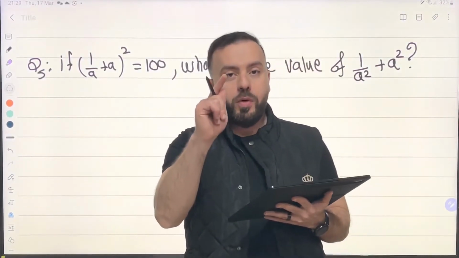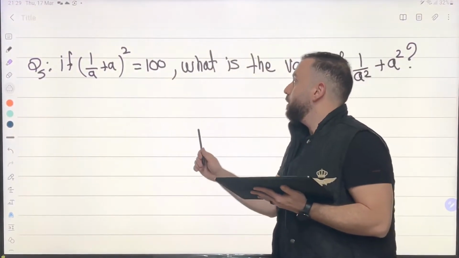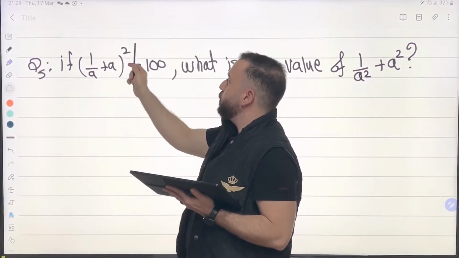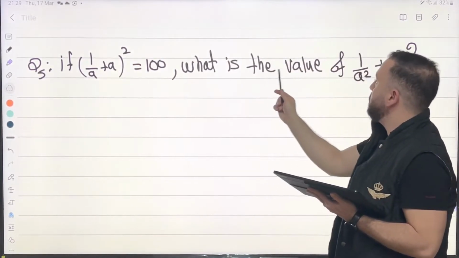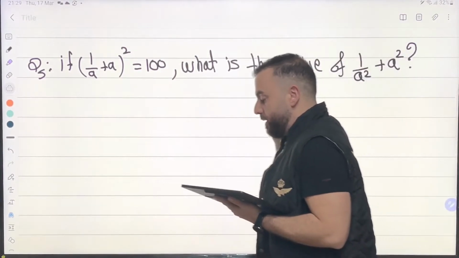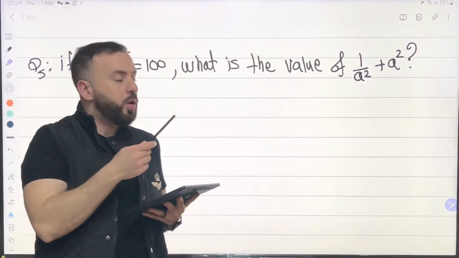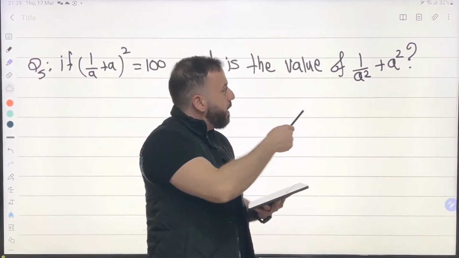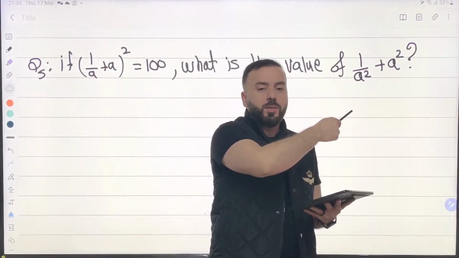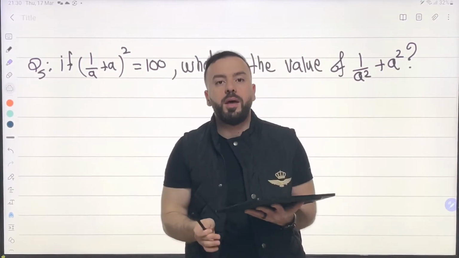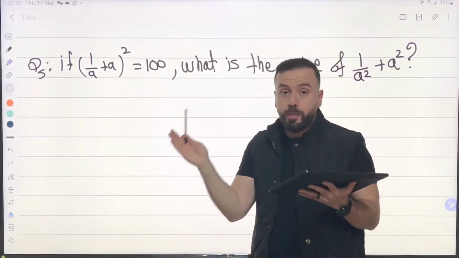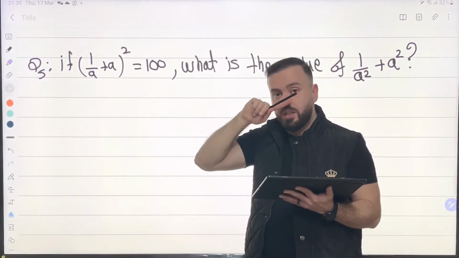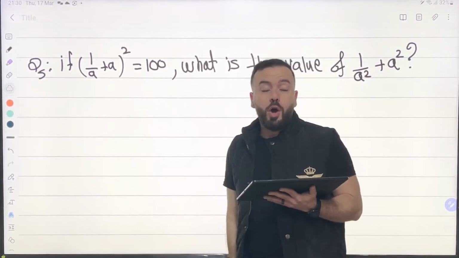Guys, question 5. Focus with me here. The question: if 1 over a plus a, all squared, is equal to 100, what is the value of 1 over a squared plus a squared? Where can I find 1 over a squared plus a squared? The only thing I have in the question is, the only option, I need to expand what? 1 over a plus a, all squared. That's the only option.